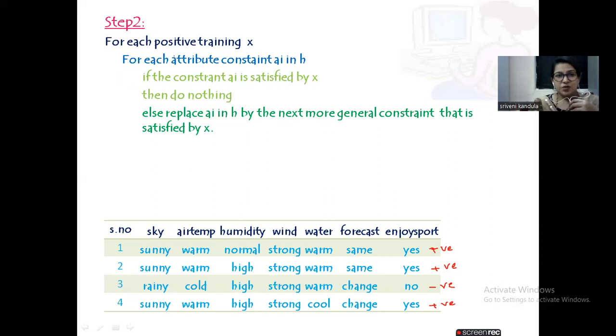Now for each positive training example, for each attribute constraint ai in the hypothesis H, if the constraint ai is satisfied by x, that is the example. Initially this entire thing is x. Now example by example as we proceed, these are x1, x2, x3 and x4. First let us start with the first example, x1. These are the attribute values: sunny, warm, normal, strong, warm and same.